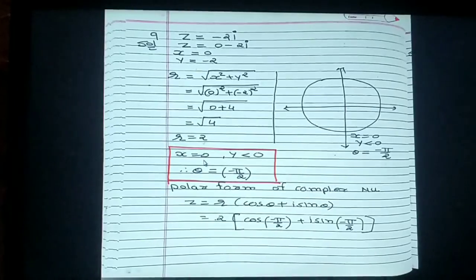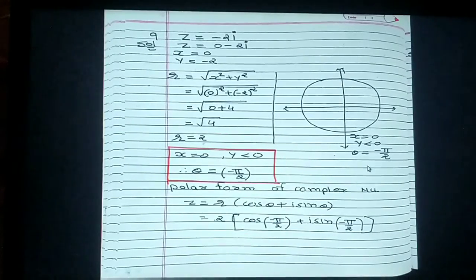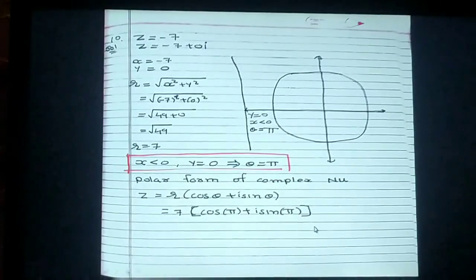Now x equal to 0 and y less than 0. So it is in the negative side of the y axis. So theta is equal to minus pi by 2. So polar form of a complex number, z is equal to r cos theta plus i sin theta. r is 2, cos minus pi by 2 plus i sin minus pi by 2.